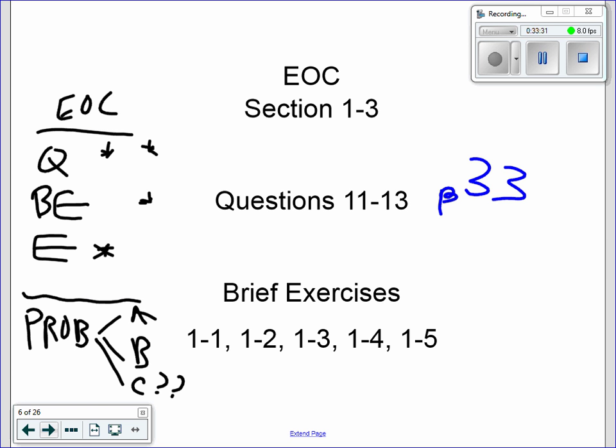I see problems. I see a lot of problems. Brief exercise 1-1. All right. Brief exercise 1-2, brief exercise 1-3, brief exercise 1-4. See you next page.